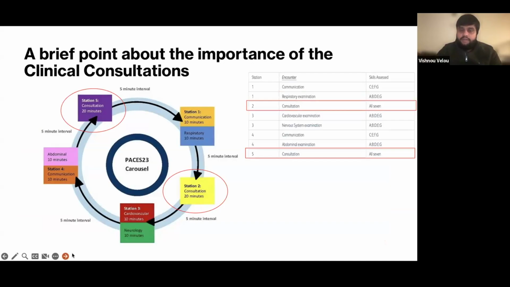The second thing I want to point out is on the right of the screen, which tells you which skills are assessed. I want to emphasize that all skills are assessed in the clinical consultation, and therefore it carries significant weight for the entire PACES sitting. If you do not do well in both clinical consultations, the chances of you passing PACES are minimal. So these are important stations to demonstrate all your skill sets and pass the exam overall.